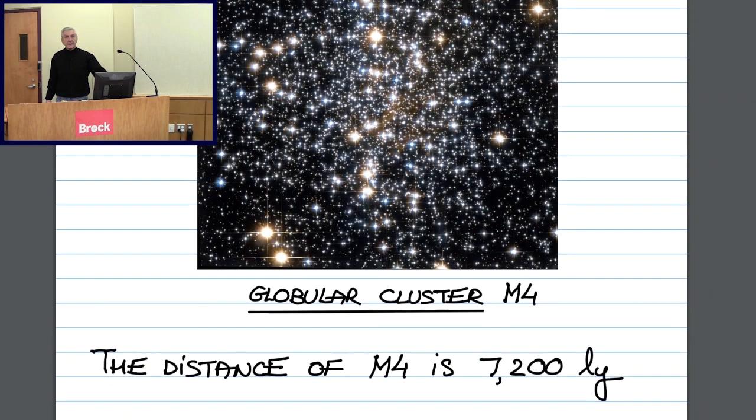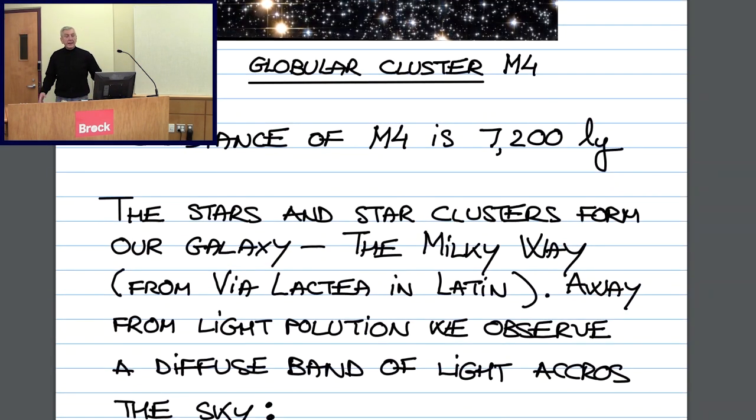Now, the stars and star clusters form our galaxy, the Milky Way, which is a translation in English of the Latin term Via Lactea. Also, the Greeks called it Galaxia Cuculus, meaning milky circle. So, where does the name come from? Certainly, the ancients didn't know that we live in the disk of stars that is called the Milky Way.